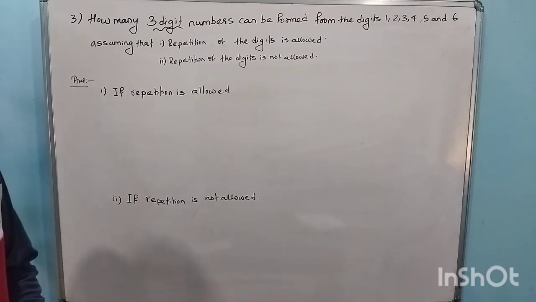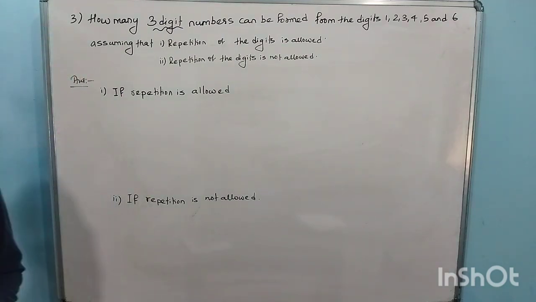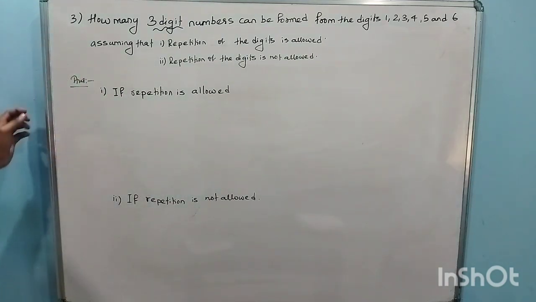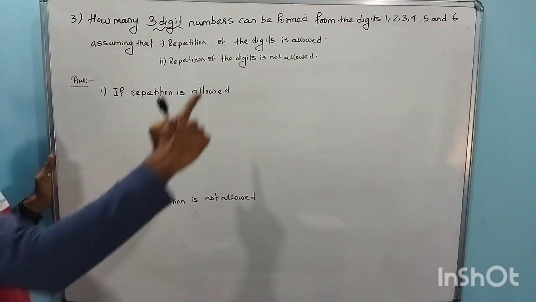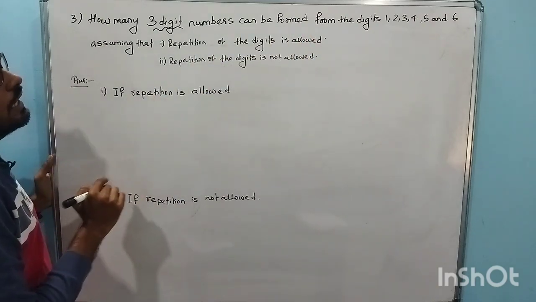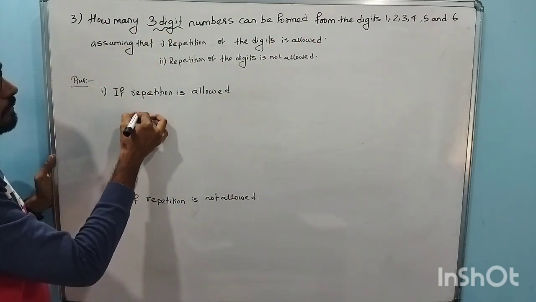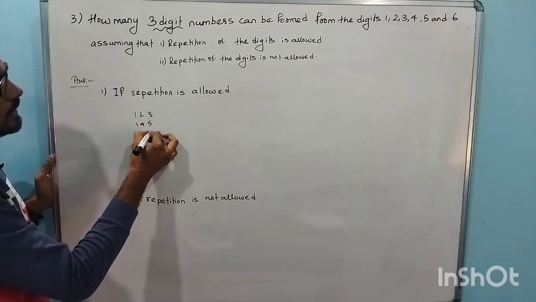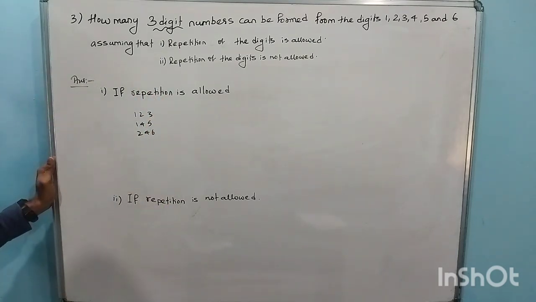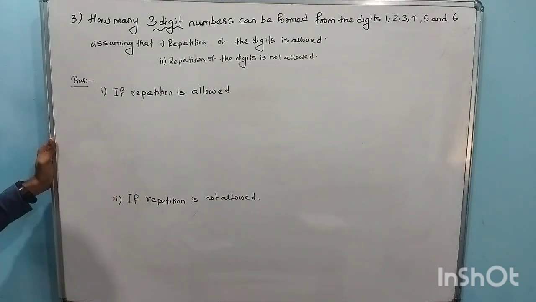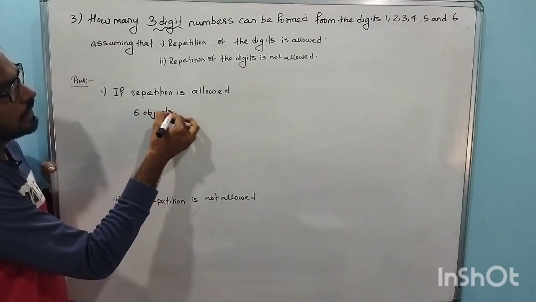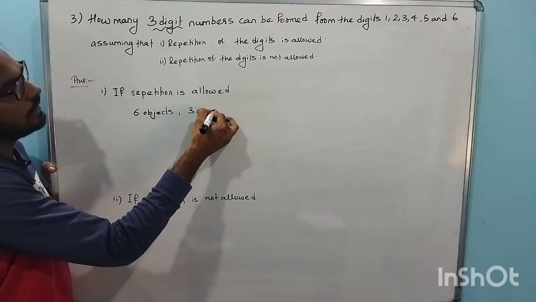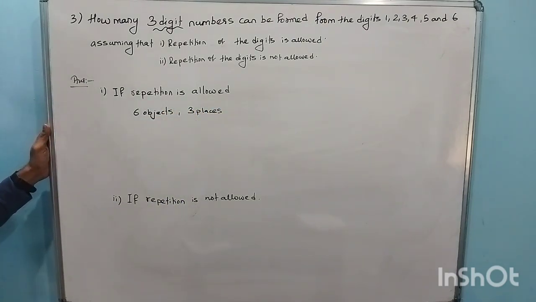So the third problem: how many 3-digit numbers can be formed from the digits 1, 2, 3, 4, 5 and 6, assuming first, repetition is allowed, second, repetition is not allowed? There are basically 6 digits and you have to form a 3-digit number, for example 123, 145, 246, like this. How many possible arrangements like this are there, that you have to check. So what you are doing is, we have 6 objects that we are placing at 3 places, and we are checking the number of possible ways this can be done.